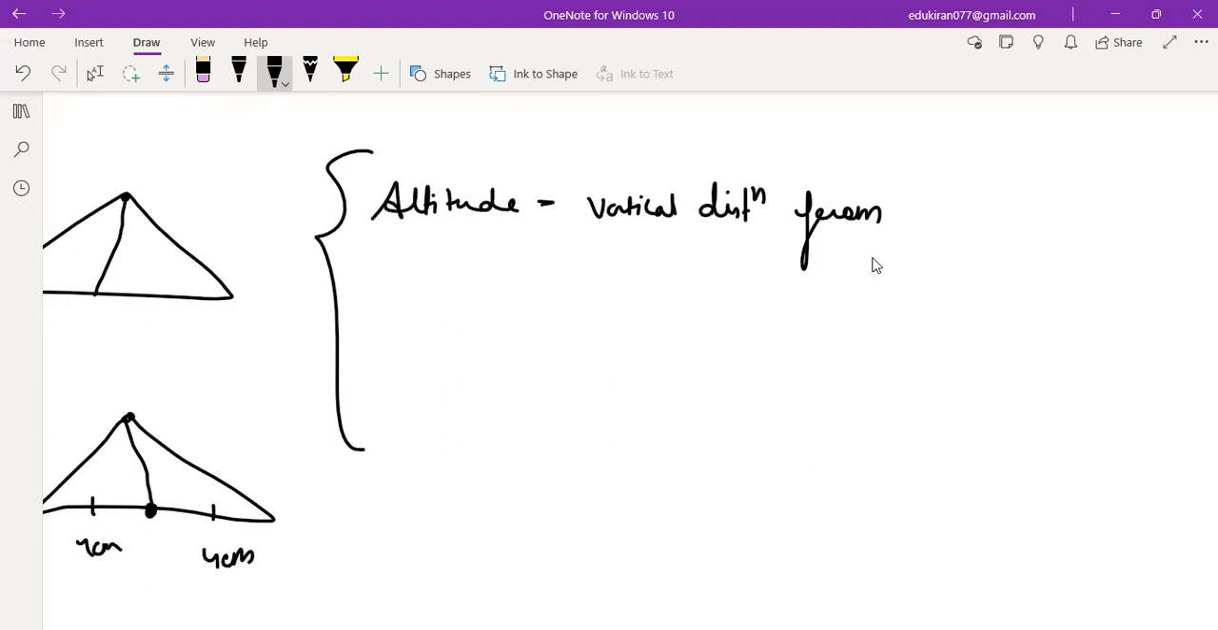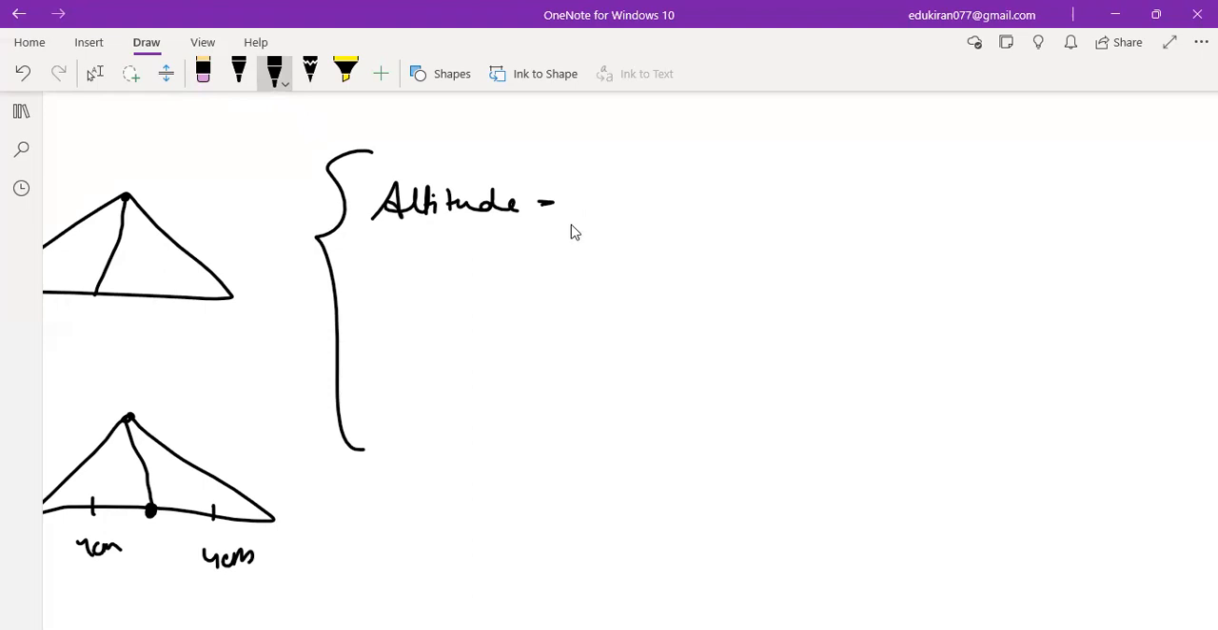Ma'am, is it vertical or vertical? It depends on the pronunciation. Wait a minute, I'll just give you one more. But the spelling is V-E-R-T-I-C-A-L. Yes. Okay, ma'am.